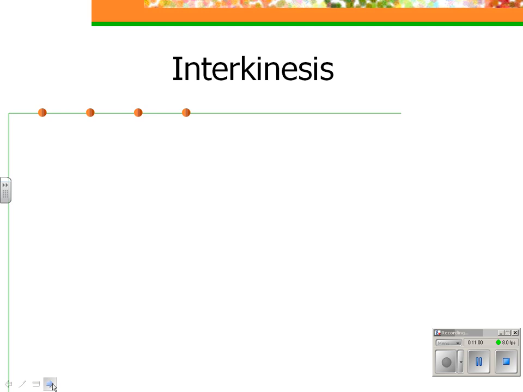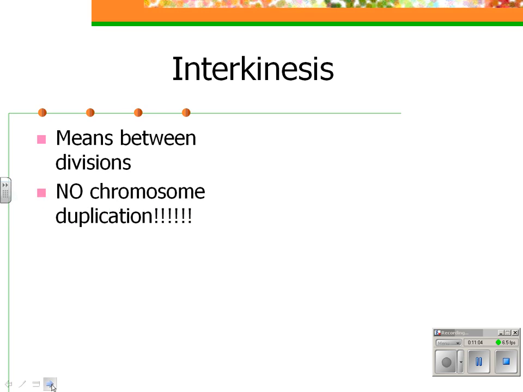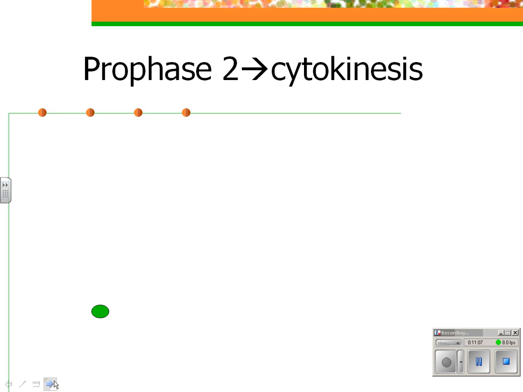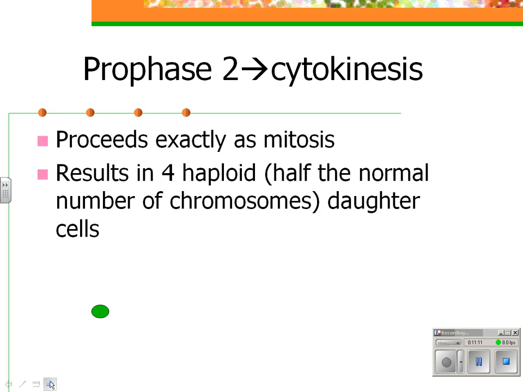Then comes a phase called interkinesis, which means between divisions, where there is no duplication of chromosomes. Then comes the second stage. Prophase 2 to cytokinesis proceeds exactly as mitosis, but as I said before, you get 4 haploid daughter cells. They have half the normal number of chromosomes. They'll have 23 each. And again, refer to those animations to help you understand this, and we'll talk about this more in class.